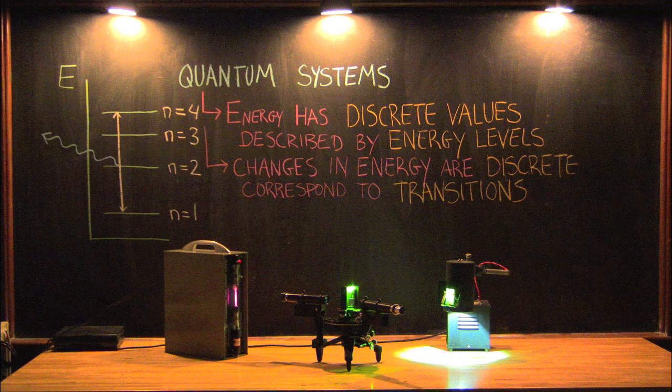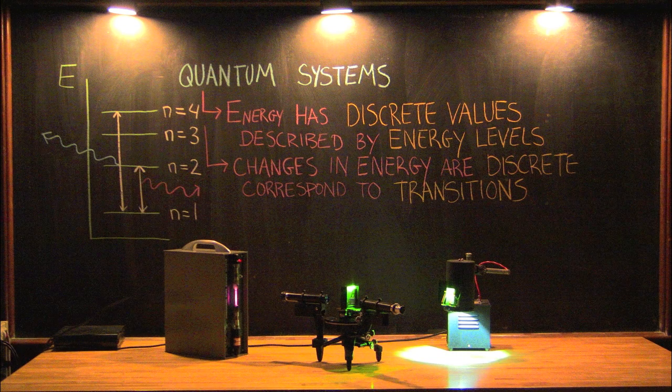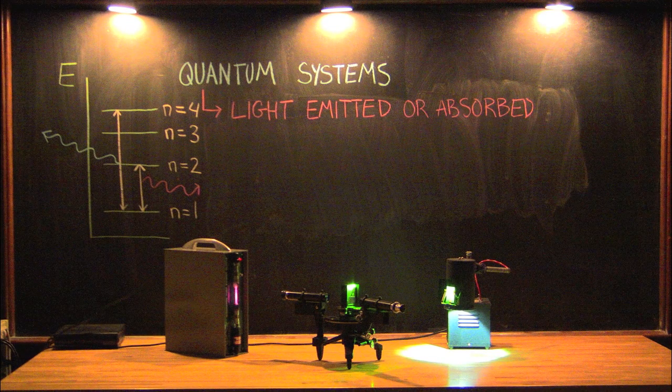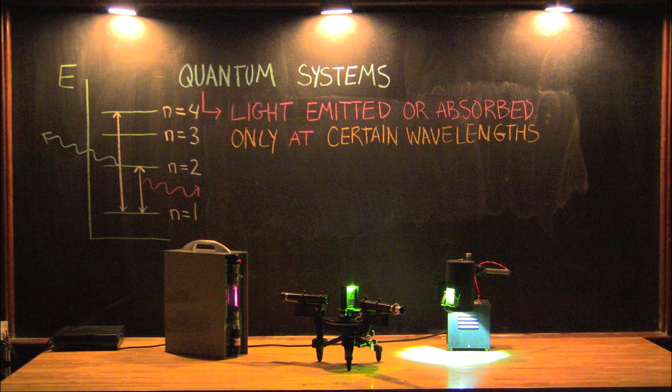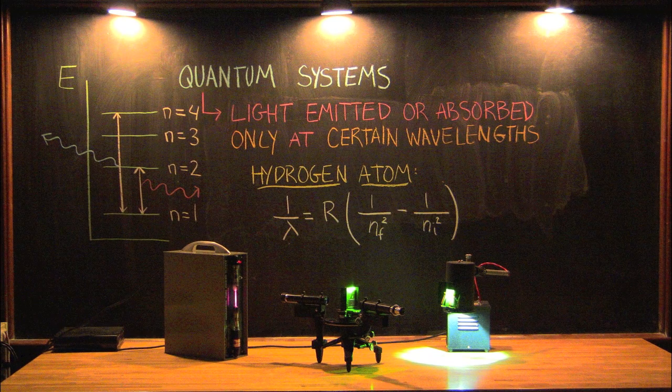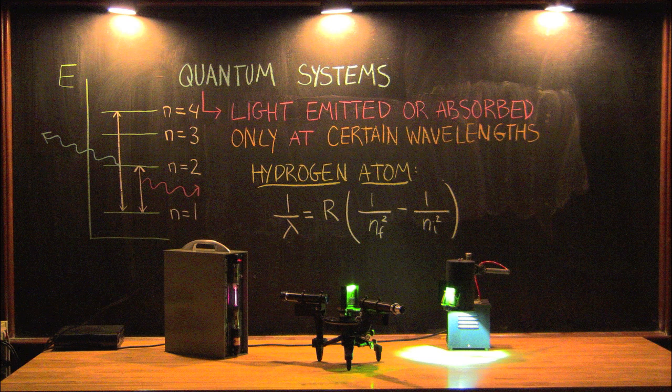This means that the energy emitted or absorbed by the quantum system has to match up with energy differences between two levels. This means that photons emitted or absorbed by the system can only have certain wavelengths. We'll look specifically at the hydrogen atom, where the wavelengths of emitted light are described by the Rydberg equation. We'll see that transitions to the final level of n equals 2 correspond to emitted wavelengths in the visible spectrum of light.